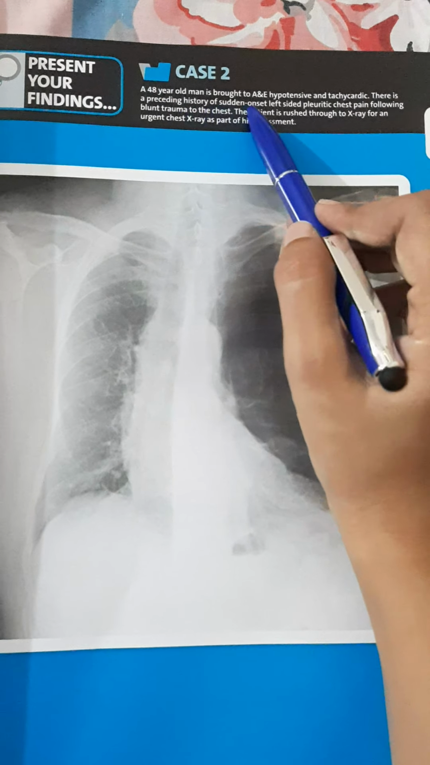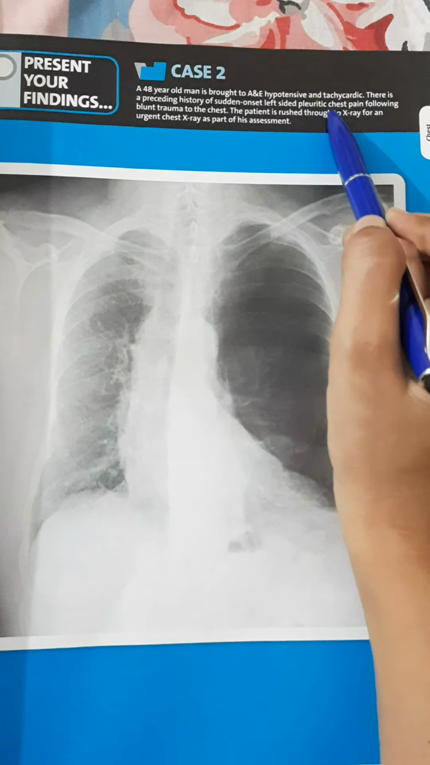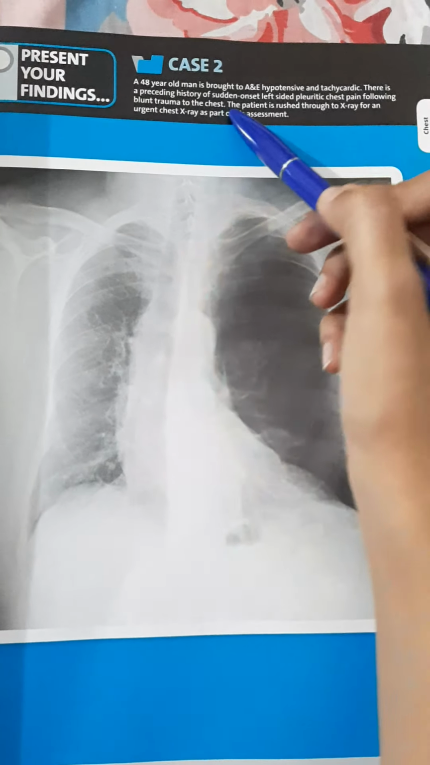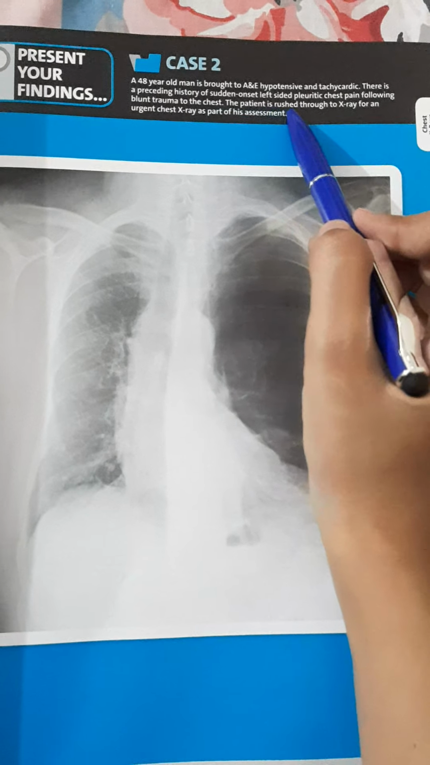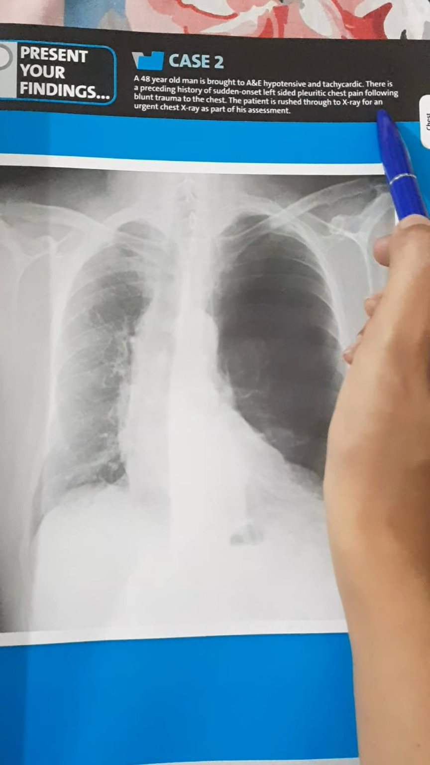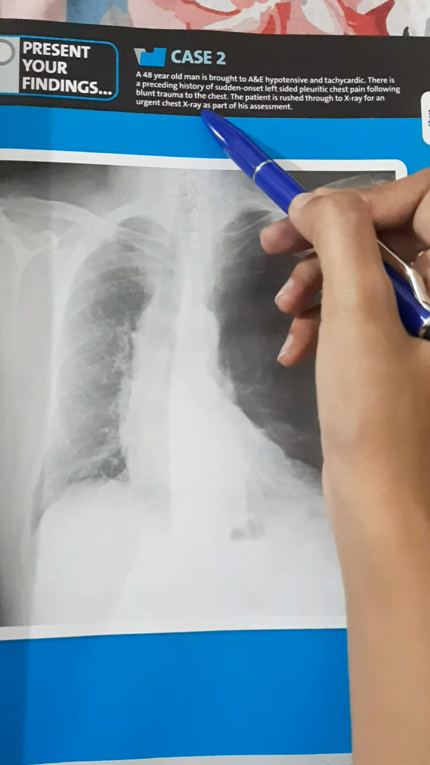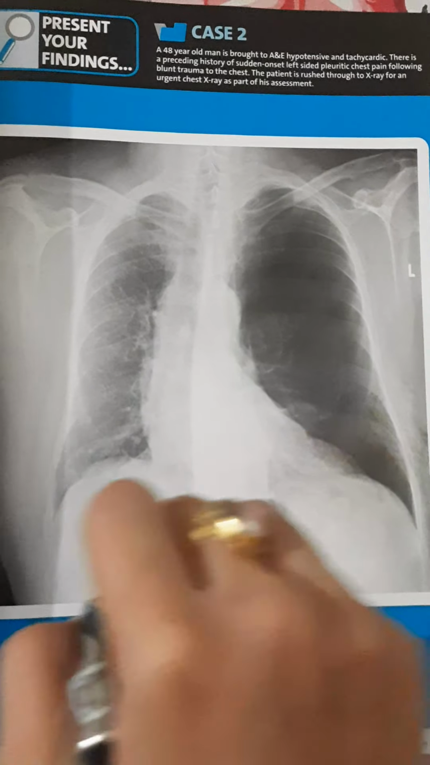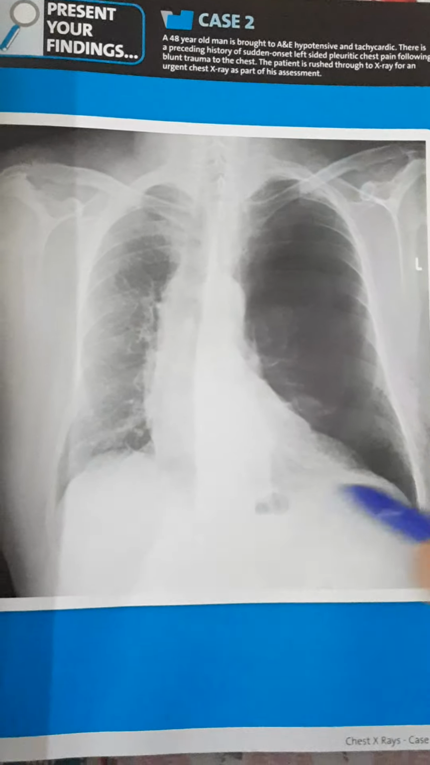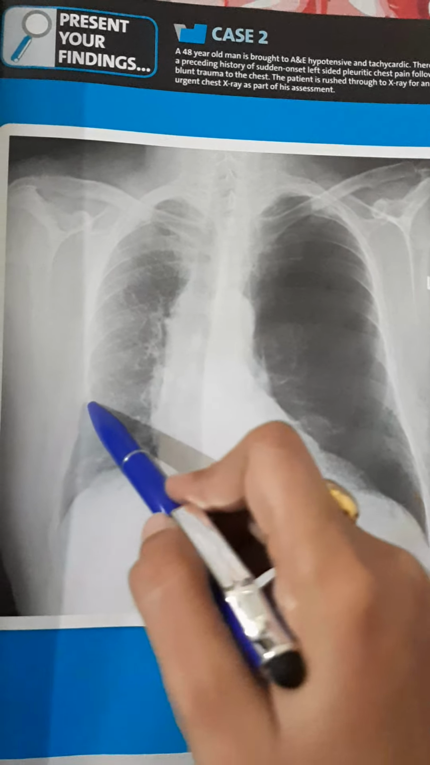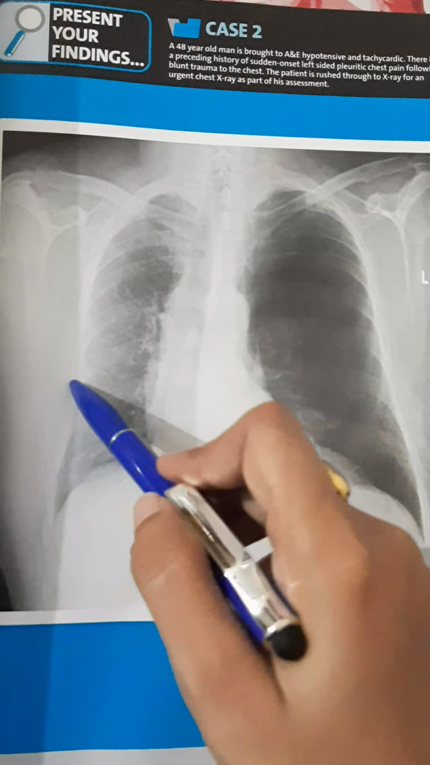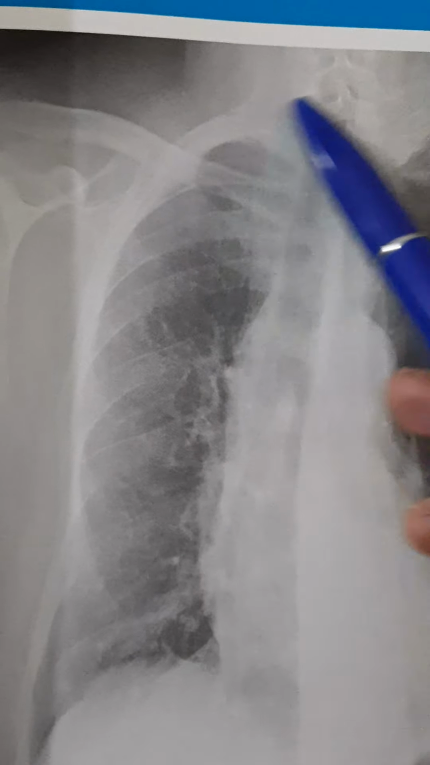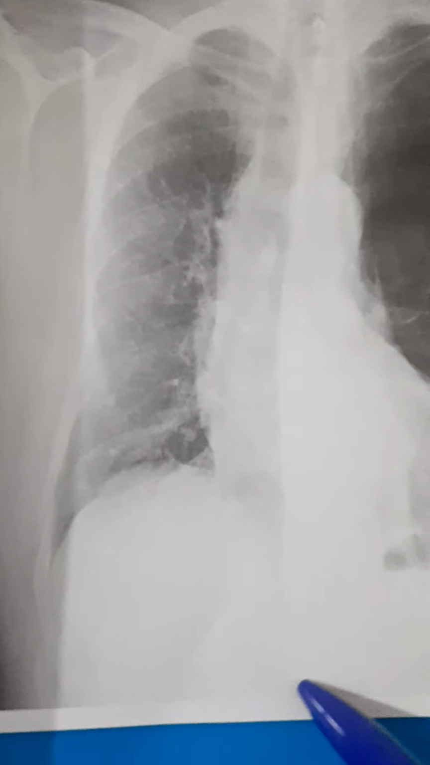There is a preceding history of sudden onset left-sided pleuritic chest pain following blunt trauma to the chest. The patient is rushed to X-ray for an urgent chest X-ray as a part of his assessment. Here the chest X-ray of this man is given without an interpretation for the brainstorming and our own assessment. We will have a close look at this X-ray.